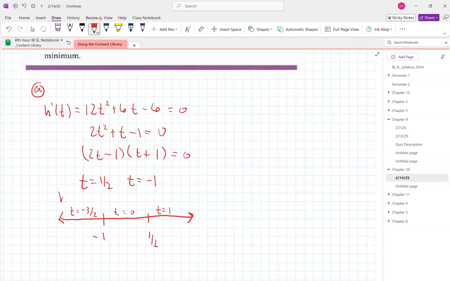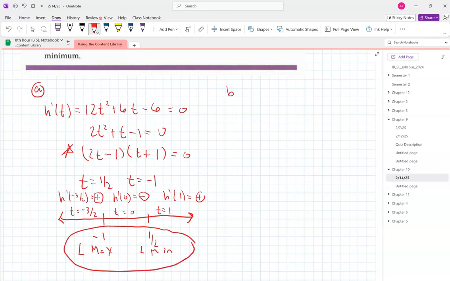Anyway, continuing on. H prime of, so I plug these into the first derivative. I'm going to use the factored form to plug these into because it makes life really easy. So I plug -3/2 and I get negative times another negative. It's positive. When I plug the 0 in, I'm going to get a negative times a positive. That's a negative. And when I plug the 1 in, I'm going to get a positive times a positive. That's a positive. So this guy is my local maximum, and this guy is my local minimum. That's my answer for part A.